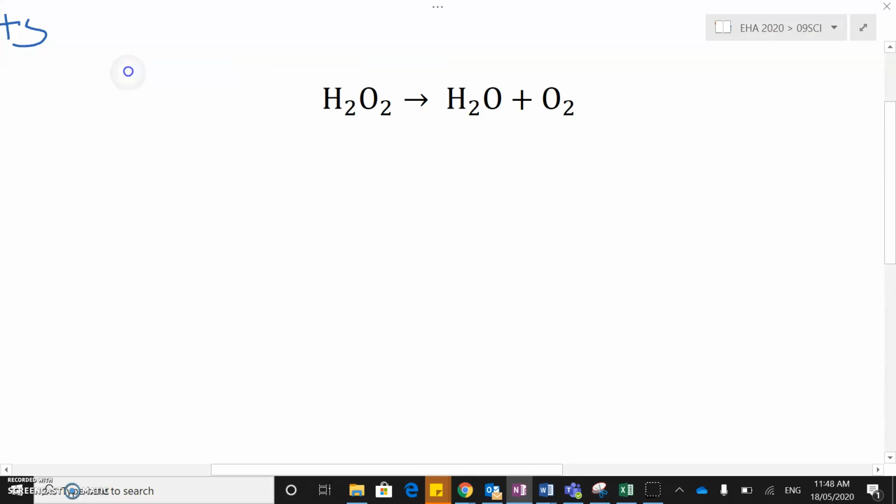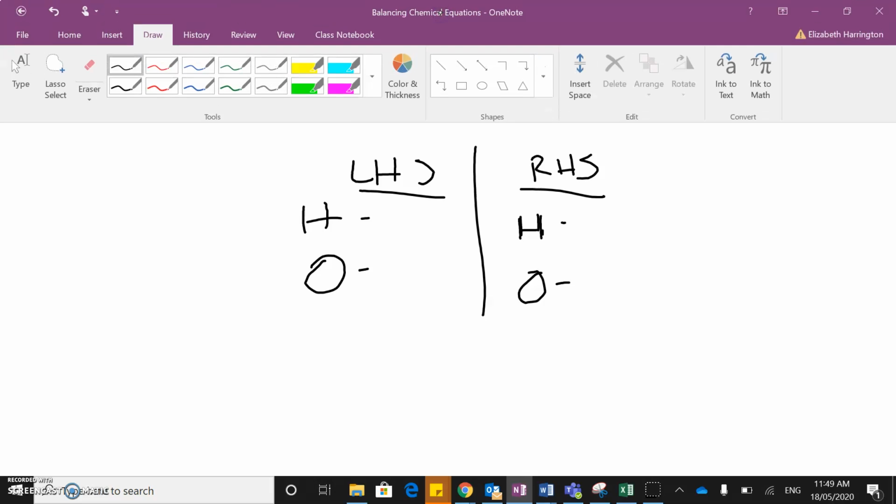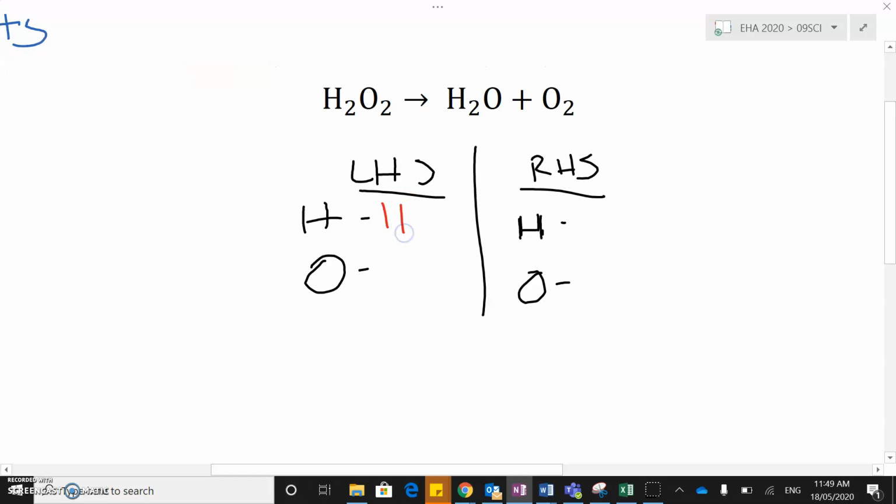Righty, let's pop my little table in. So I go left hand side, right hand side. Hydrogen on one side and oxygen on one side, same on the other. Righty, how many hydrogens do I have? I've got 2 here. I've got 2 oxygens. I've got 2 hydrogens here. I've got 1, 2, 3 oxygens on that side.